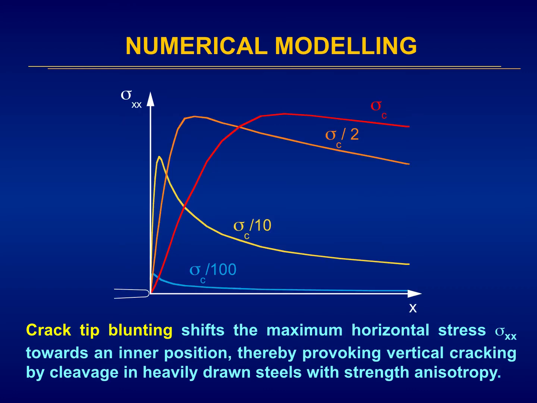Here we represent the profile of this cleavage horizontal stress, the X component of the stress tensor, for different levels of loading, represented by fractions of sigma C, the critical externally applied axial stress: 1/100, 1/10, one half, and just the critical load. We observe how the maximum value is shifted towards positions far from the notch tip.